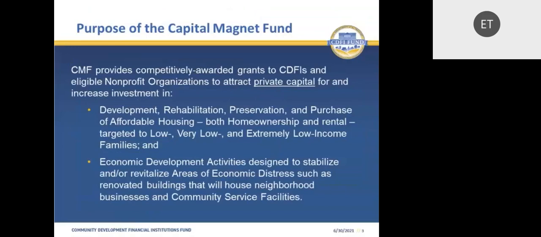So let's talk about CMF at a high level. The high-level purpose of the Capital Magnet Fund is it's a competitive grant program, so we provide competitively awarded grants to CDFIs and eligible nonprofit organizations in order to attract private capital for an increased investment in development, rehabilitation, preservation, and purchase of affordable housing, both homeownership and rental, targeted to low, very low, and extremely low-income families. And you can also use a portion of CMF awards for economic development activities designed to stabilize and revitalize areas of economic distress, such as renovated buildings that will house a neighborhood business or community service facilities.